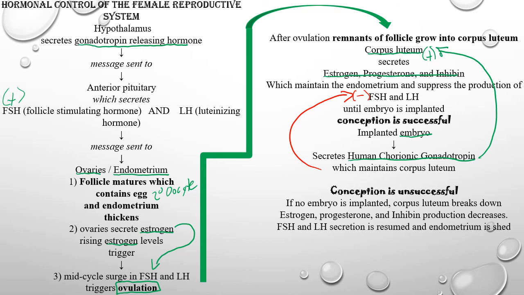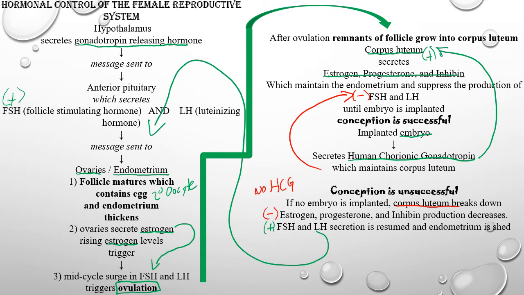If pregnancy does not occur, so if we don't get implantation, then there is no HCG. With no HCG, we have no continuation of the corpus luteum, so the corpus luteum starts to break down. That leads to a decrease in estrogen and progesterone, which then leads to an increase in FSH and LH. And then from that point on, that increased FSH and LH feeds us all the way back up to the system once again, and so we lead to the production of our normal hormones.